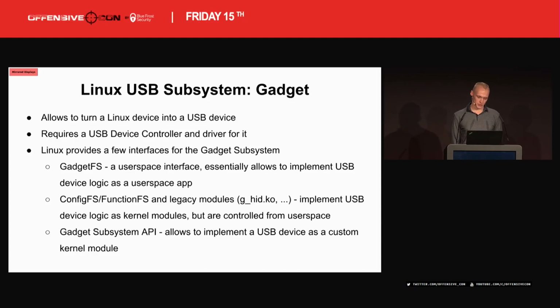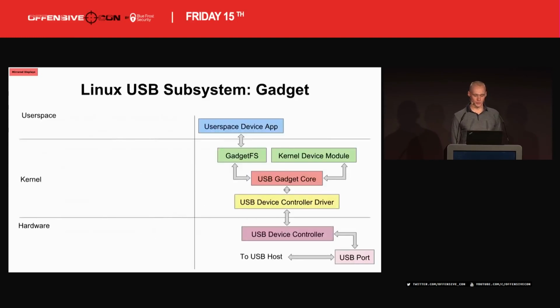This subsystem provides a few interfaces to the user space. I'm not sure which one is the most frequently heard about, but I like to think about GadgetFS because it's the simplest one, I'd say. The idea is that the kernel provides an interface to the user space to actually implement USB devices in the user space. So let's take a look at this picture, because it's much easier to see this way.